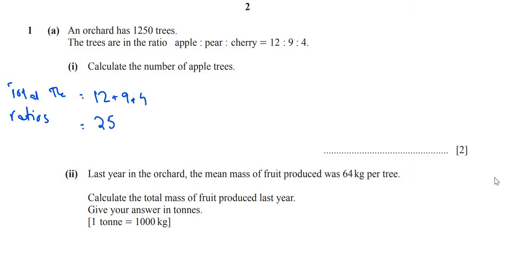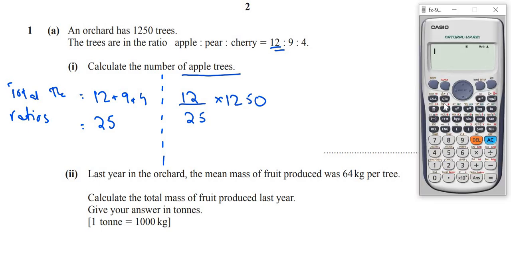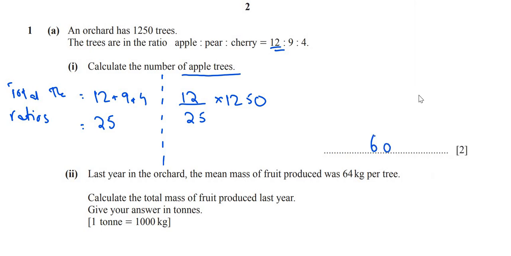Now the question says calculate the number of apple trees. Okay. So look, apple are 12. Total ratio is 25 and you have to multiply it with the number of trees, which is 1250. So once we do that, 12 upon 25 multiplied by 1250, we get 600. So your answer is going to be 600 for the first question.